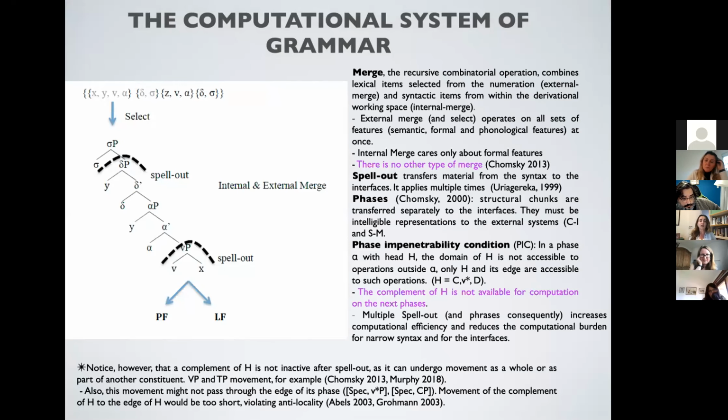So notice, however, that a complement of a phase is not inactive after spell-out. If it were, we couldn't do, for example, VP and TP movement, right? Also, this kind of movement, VP and TP topicalization, for example, might not pass through the edge of its own phase. So, for example, VP movement cannot pass through the spec of little v because it would be too short a movement, probably violating anti-locality.